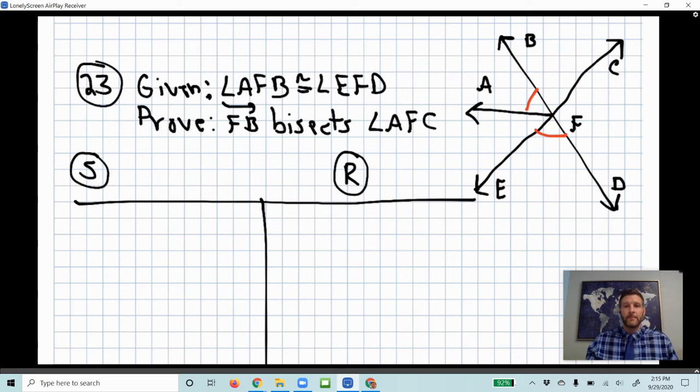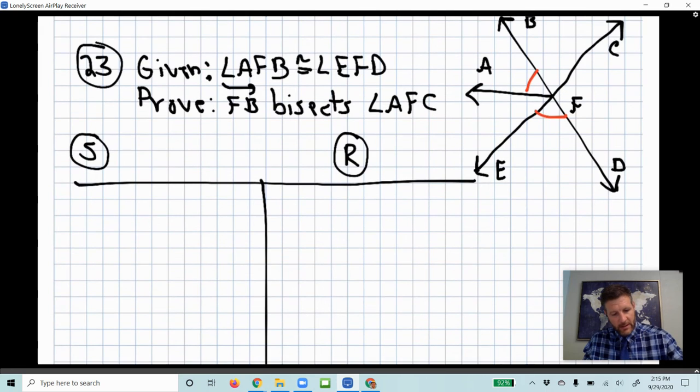Okay, well, let's give that a try. And the clue here is if something bisects AFC, that means that this angle here must be congruent to this angle here if in fact it's being bisected by FB. So let's see if we can get to proving that. But where do we start? If you're not sure, always start with the given. So let's get our given in there.